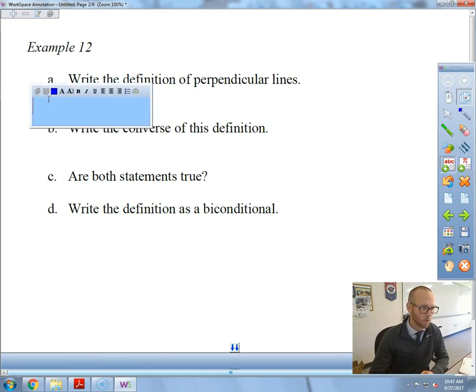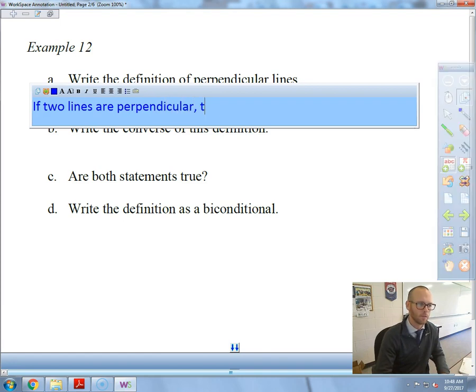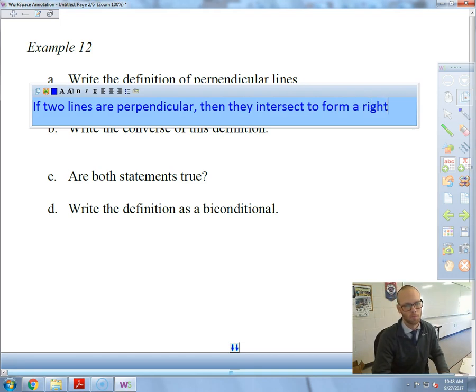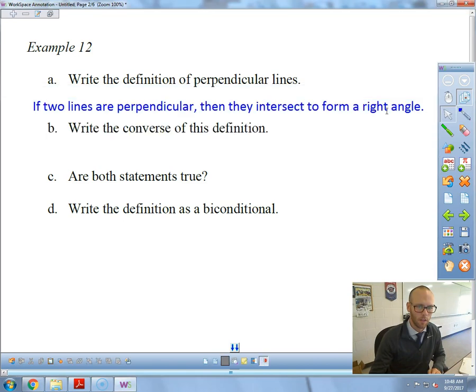So the way that I would write that would be, if two lines are perpendicular, then they intersect to form a right angle. That's my if-then statement. Is that true? Yes, it is true. That's what it means. If I know two lines are perpendicular, I know they intersect to form a right angle. But that's not a good definition yet, because we have to consider the converse.